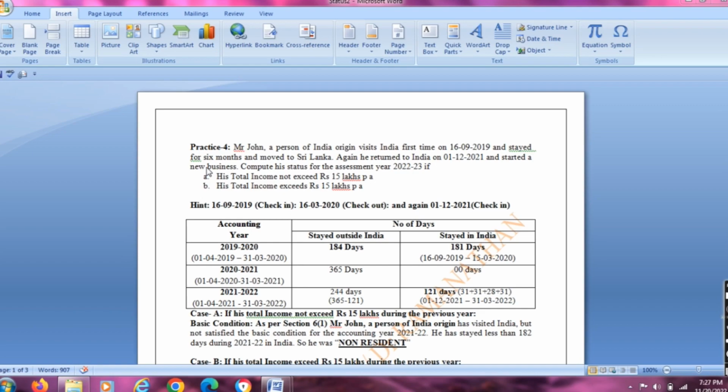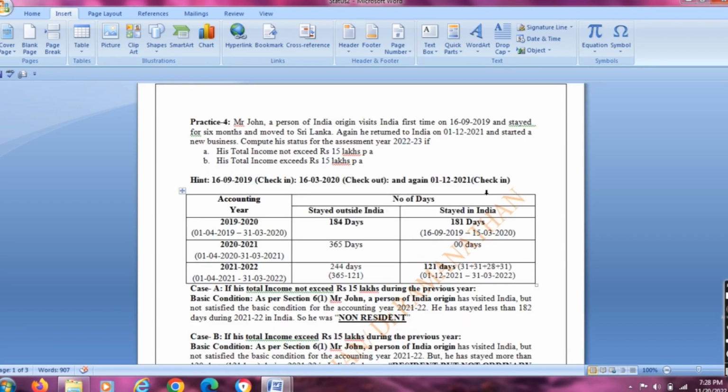First of all, we have to go with the in-out. On 16th September 2019, he entered India. On 16th March 2020, he checked out, that means he went out of India. And again on 1st December 2021, he entered India. Based on this, we have to prepare the residential status calculation table like this.